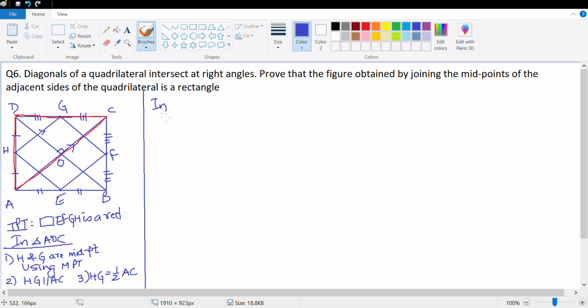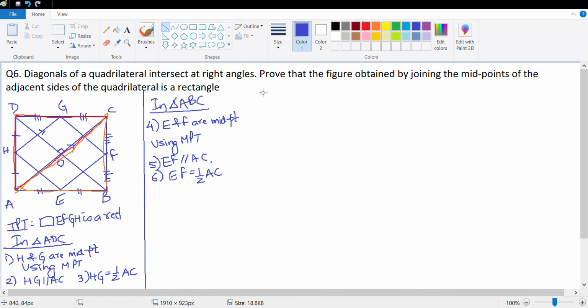Now let's look at the second triangle which AC makes. The second triangle that AC makes would be ACB. So in triangle ABC, number 4 is E and F are midpoints. This is given. So using the midpoint theorem, what do I get? Number 5, EF is parallel to AC, and number 6, EF is equal to half AC.